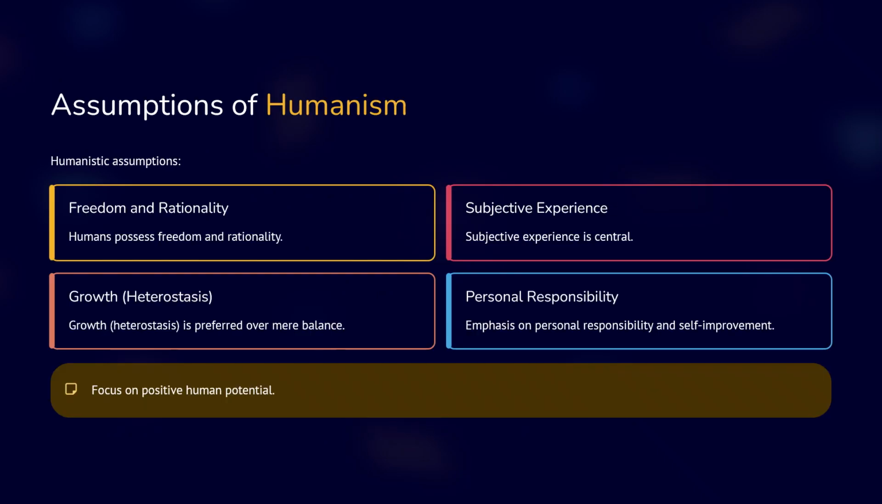Maslow's theory makes a very different assumption about human nature compared to Freud. He believed in freedom and rationality. He thought people are capable of change and that our subjective experience of the world is what matters most. Instead of just trying to stay in a state of balance, what we call homeostasis, Maslow believed humans seek heterostasis, which is the active pursuit of growth and new challenges. His work has inspired a great deal of research into what it actually means to be a self-actualized person.